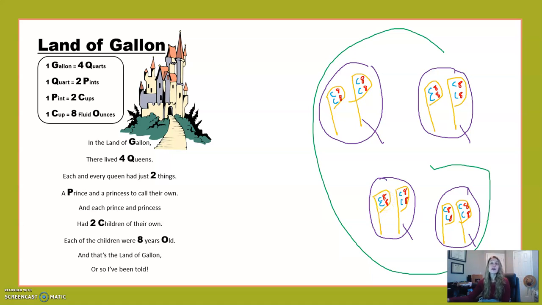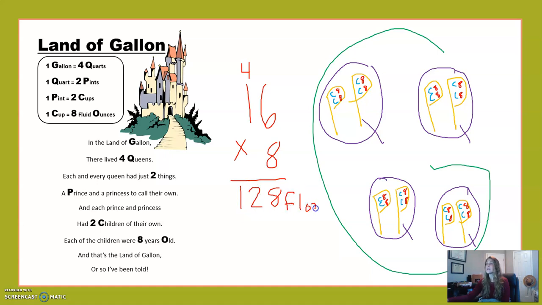Okay, so to figure out how many fluid ounces are in a gallon, we're going to count up all of our 8s. There are 1, 2, 3, 4, 5, 6, 7, 8, 9, 10, 11, 12, 13, 14, 15, 16 8s. So I would need to do the math problem 16 times 8. 8 times 6 is 48. 8 times 1 is 8, 9, 10, 11, 12. So there are 128 fluid ounces inside of 1 gallon.